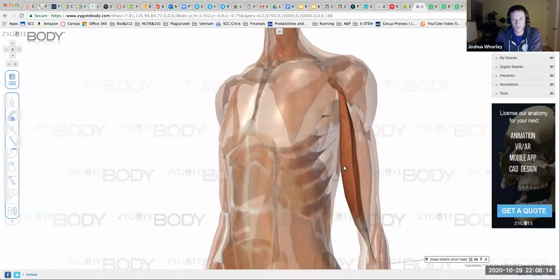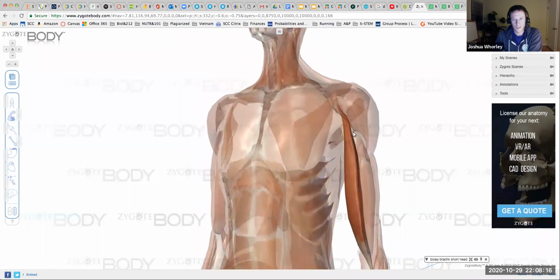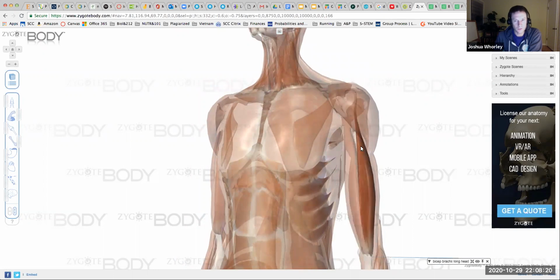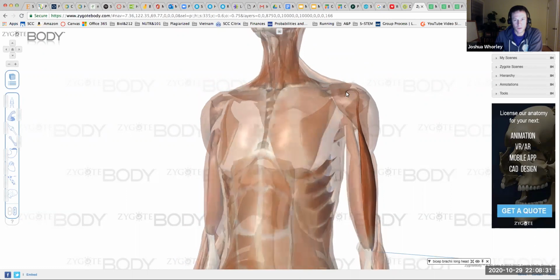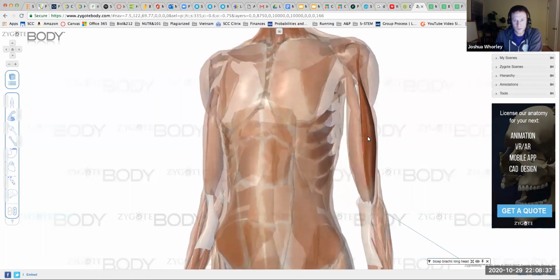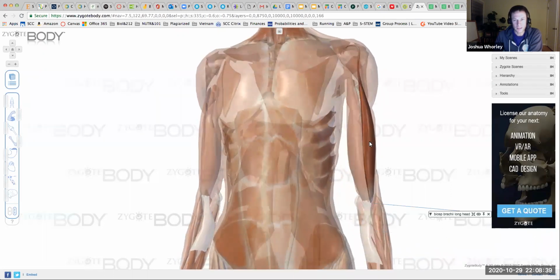It's the most superficial muscle. Here you can see this one on the coracoid process, and this is the one that goes in the intertubercular sulcus or groove and reaches over the top to originate on the superior border of the glenoid fossa. Okay, so that is our biceps brachii.